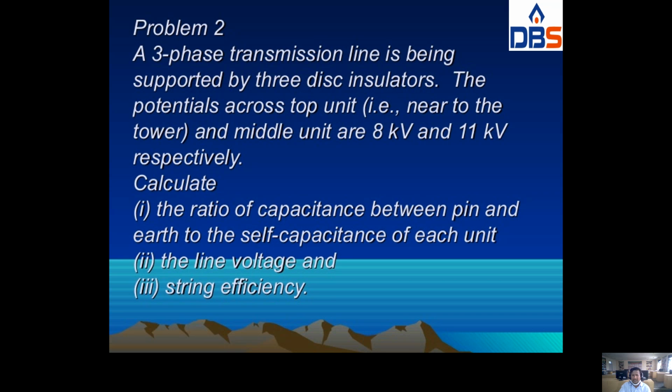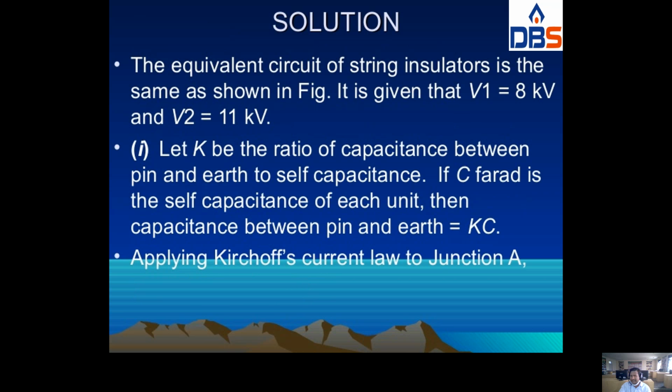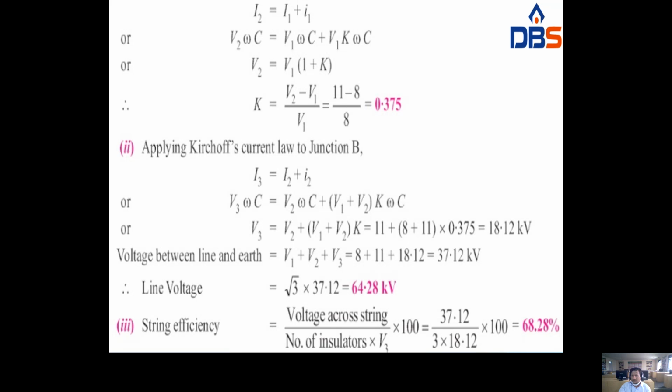As usual, given data, V1 is equal to 8 kV, V2 is equal to 11 kV. Now let us consider K is equal to ratio of self capacitance by shunt capacitance, right? So apply as usual Kirchhoff current law at junction A. So I2 is equal to I1 plus small i1. That is as usual V2 is equal to V1 into 1 plus K.